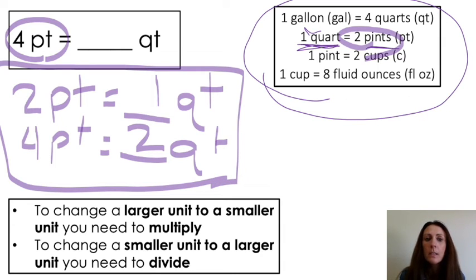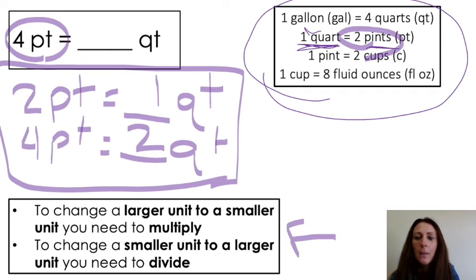Okay, so we're going to go on to the next page and I'm going to have you do the next one on your own and then I'm going to have you check in with me. Do it on a separate sheet of paper. Remember, look at this chart. It will help you. That's the first step to decide whether you're going to multiply or divide.